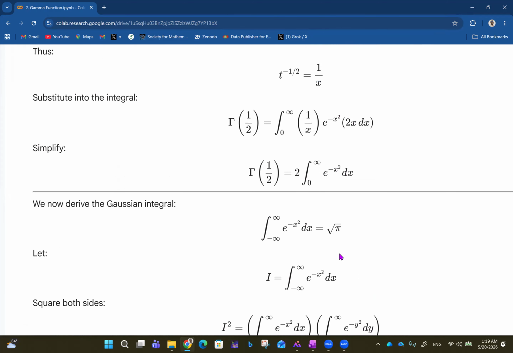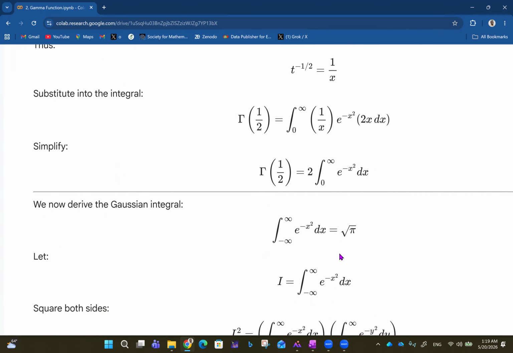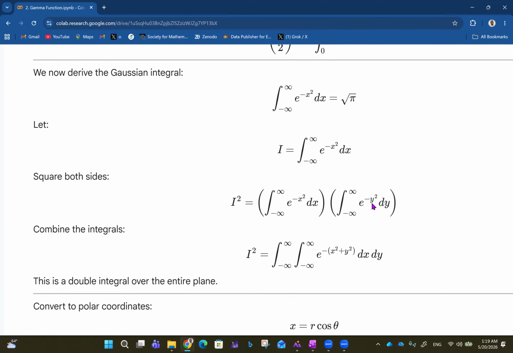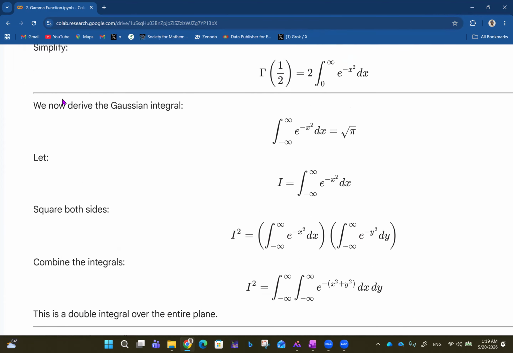Now this looks pretty simple, but it becomes a very big issue. So gamma half now is 2 times the integral from 0 to infinity of e raised to minus x squared dx. Normally, you might say let u be x squared and differentiate, but it doesn't work that way because it's not as straightforward. So we now derive the Gaussian integral: the integral from minus infinity to infinity of e raised to minus x squared dx is the square root of pi. That's where we are going to. We want to show that this is equal to the square root of pi.